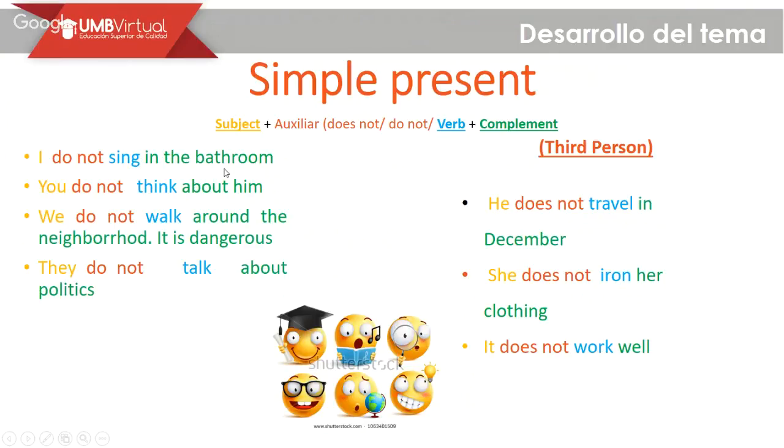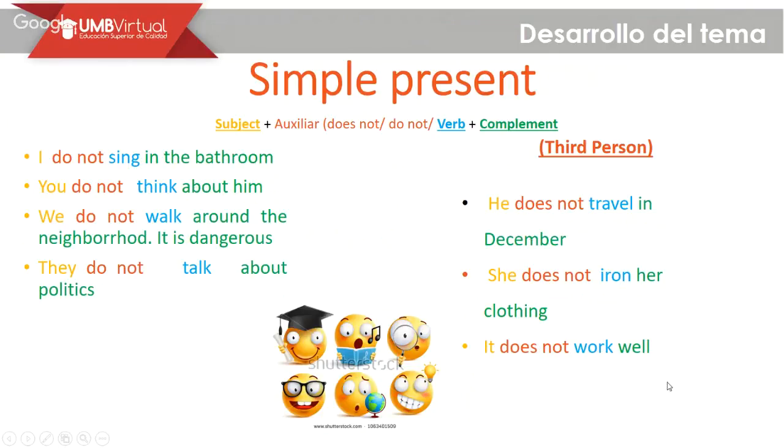I do not sing in the bathroom. You do not think about him. We do not walk around the neighborhood. There is a mistake over here. Sorry about that. There is neighborhood. It is dangerous. They do not talk about politics. Those four sentences are referring to different ideas those people really want to spread. I do not sing in the bathroom. This one, the auxiliary is don't or do not and does not or doesn't.